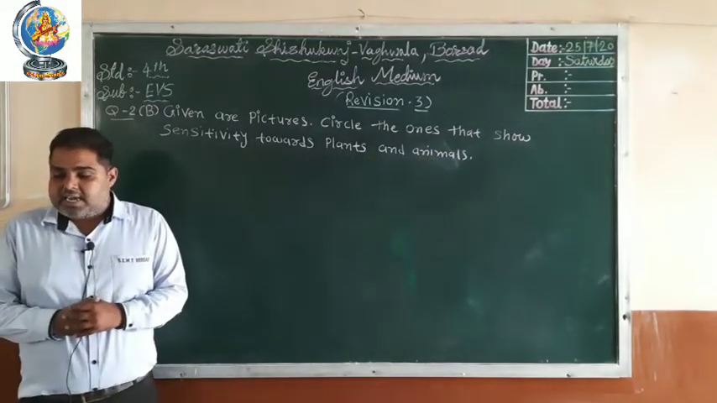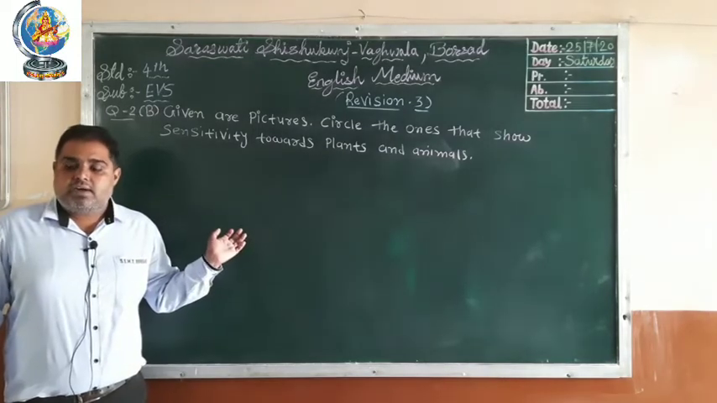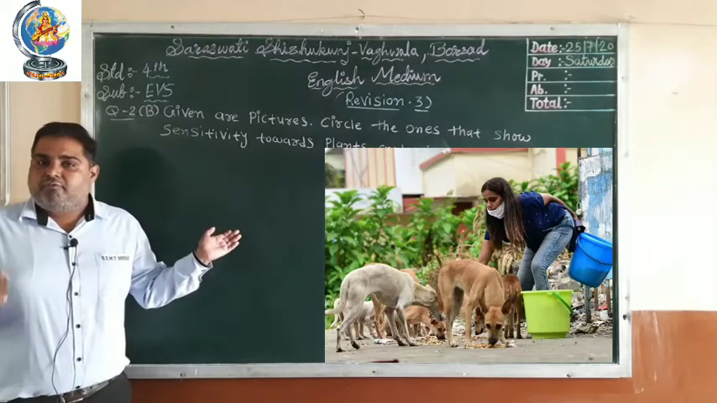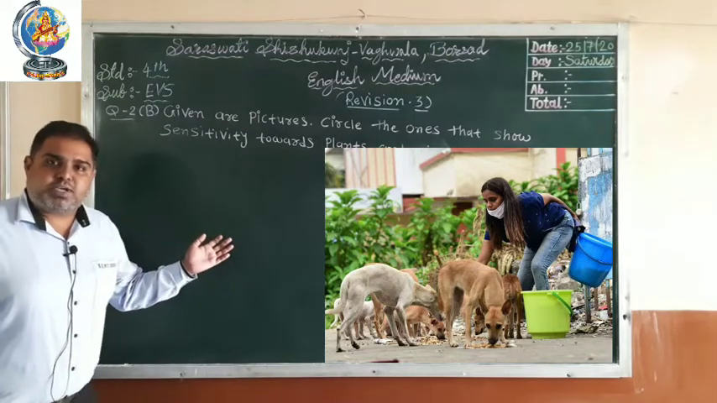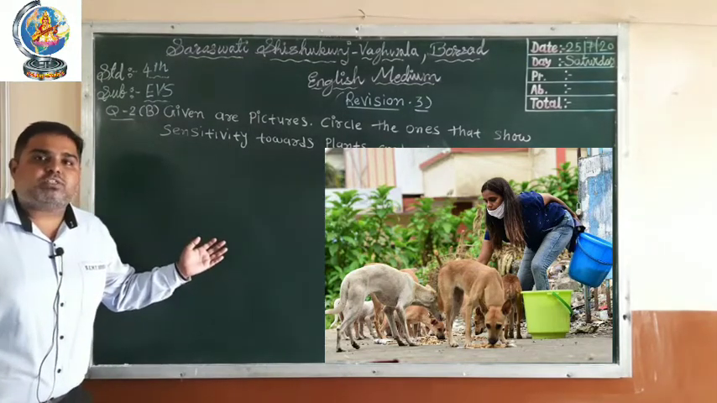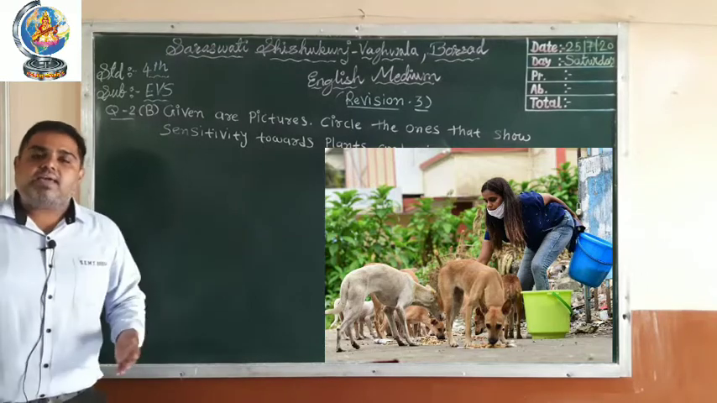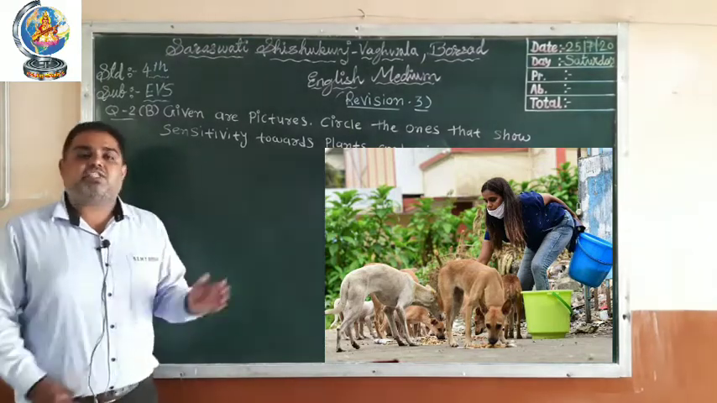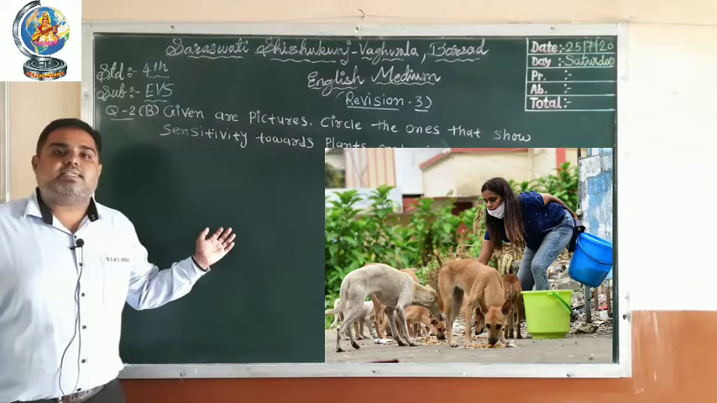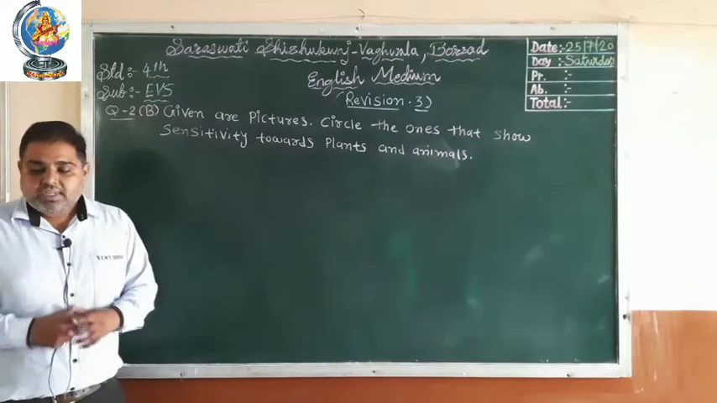The third picture is, you can see one girl is giving food to the animals. So students, does this picture show sensitivity towards the animals? Yes. Why? Because it is good to give food to animals. That is why you have to circle this picture.